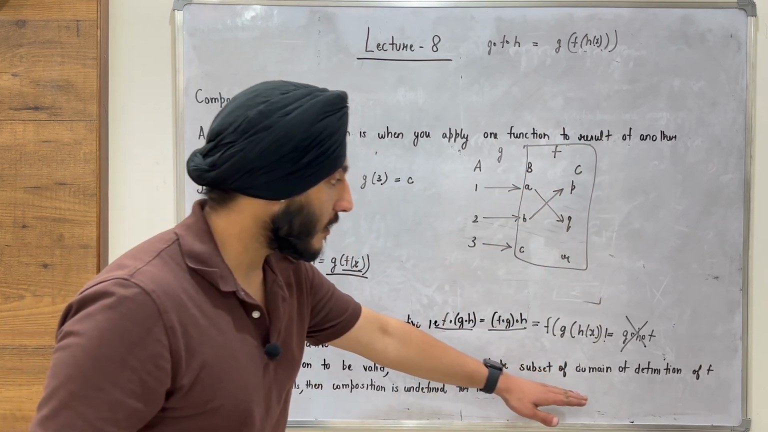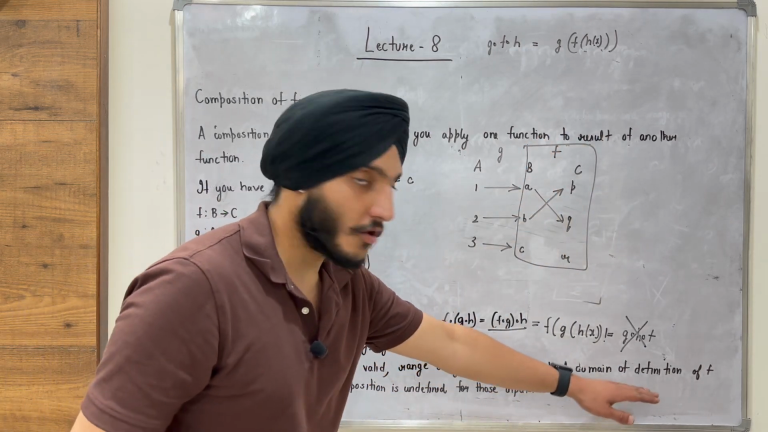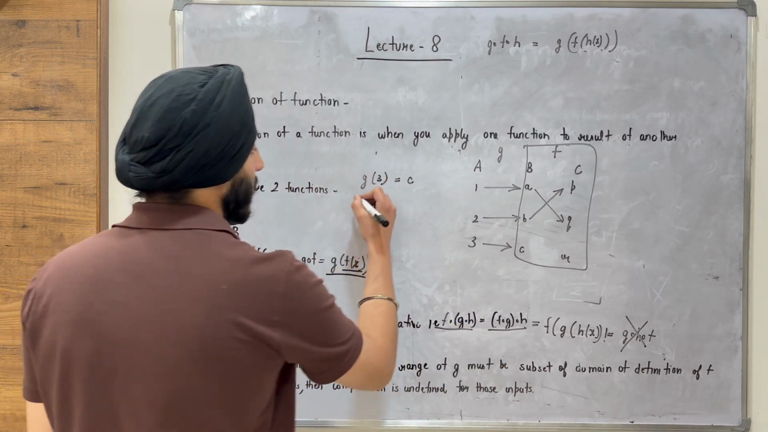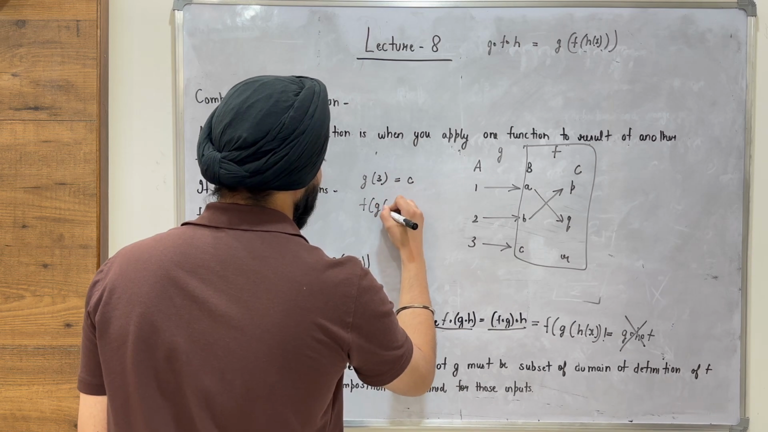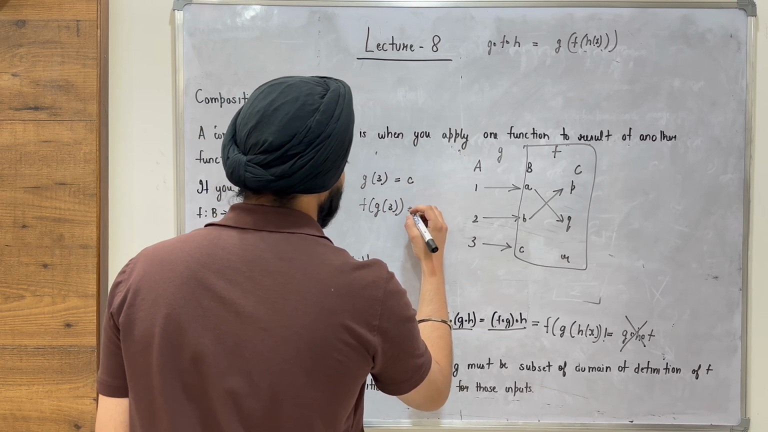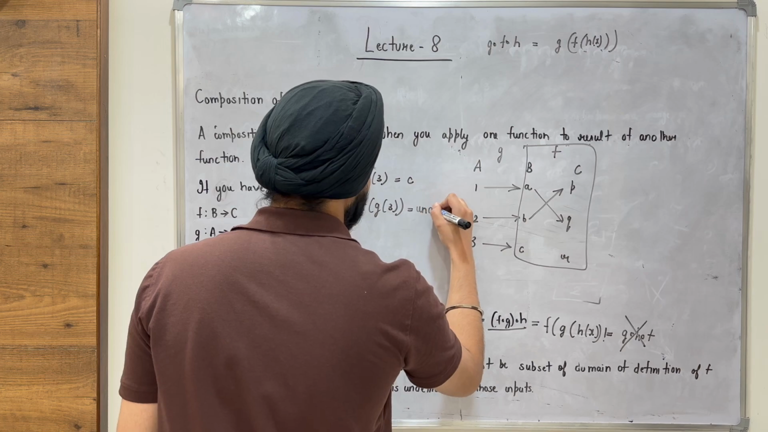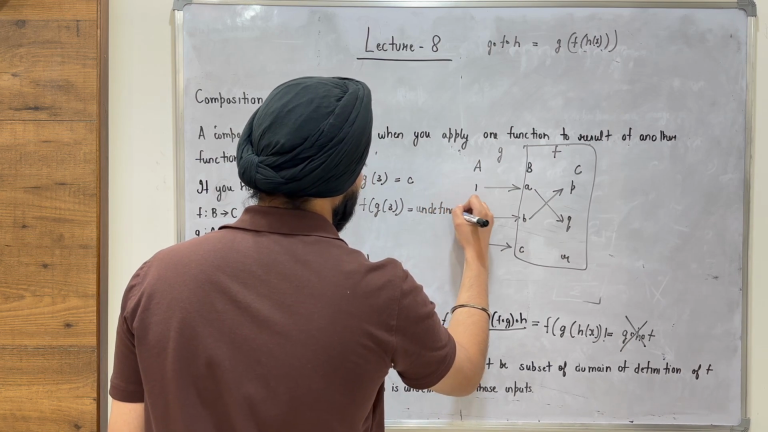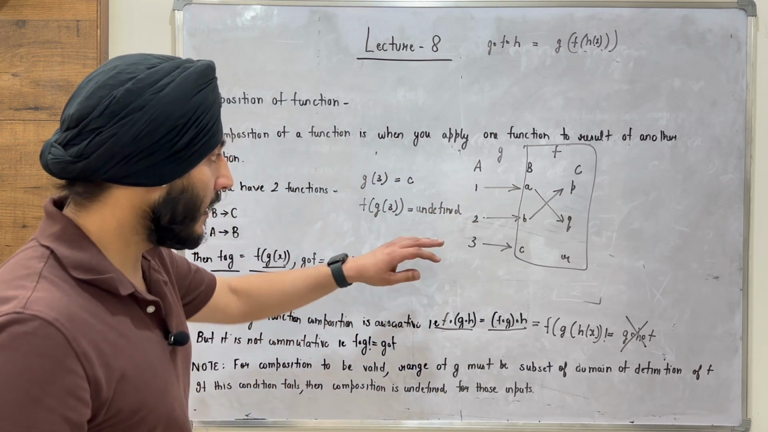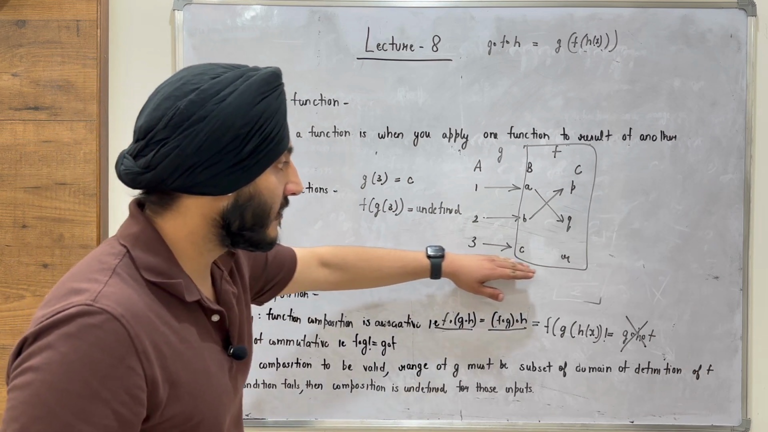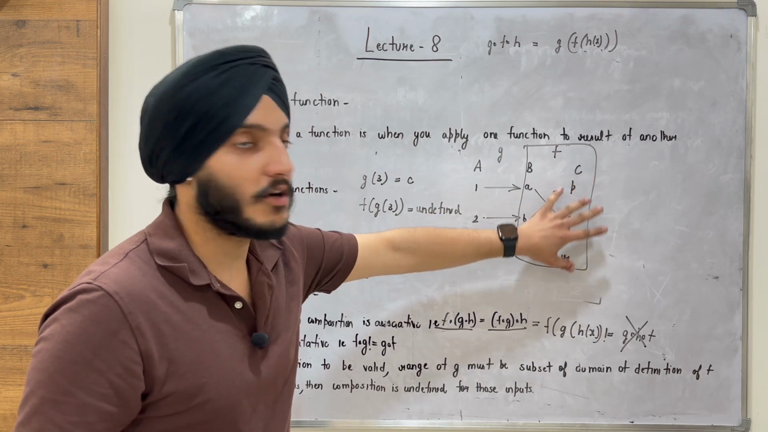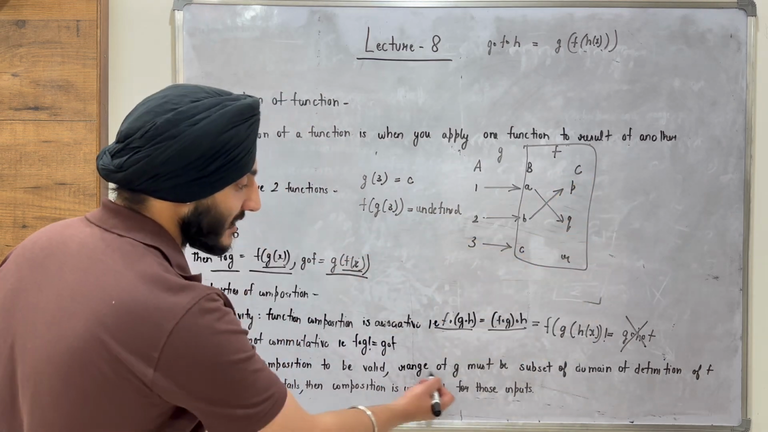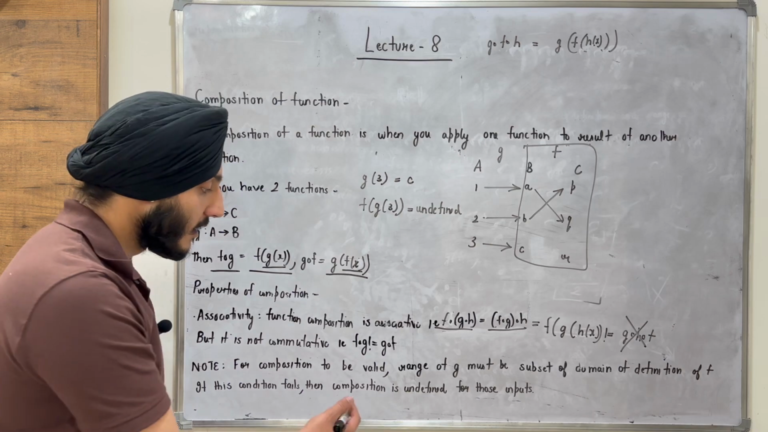And since it's not a part of the domain of definition of F, I cannot find F of G of 3. It is going to be undefined. I hope that makes sense, right? Why? Because even though 3 results in a value C in the function G, this C further has no arrow in the function F, right? And that is what this statement exactly means.